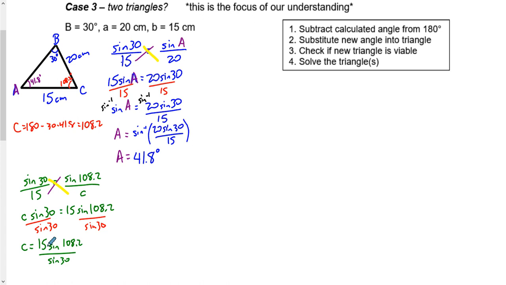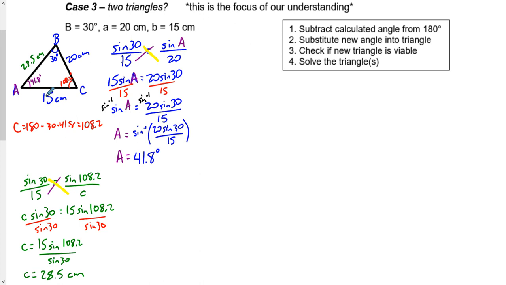Now, of course, keeping in mind that this is going to be a rounded value, because I rounded that 41.8, therefore the 108.2 is rounded, which means my value may not be exactly correct. Oh, 28, sorry, 28.5, and unit centimeters. So we have a 28.5 across from the longest angle, 41.8 from the middle, and 30 from the smallest side.